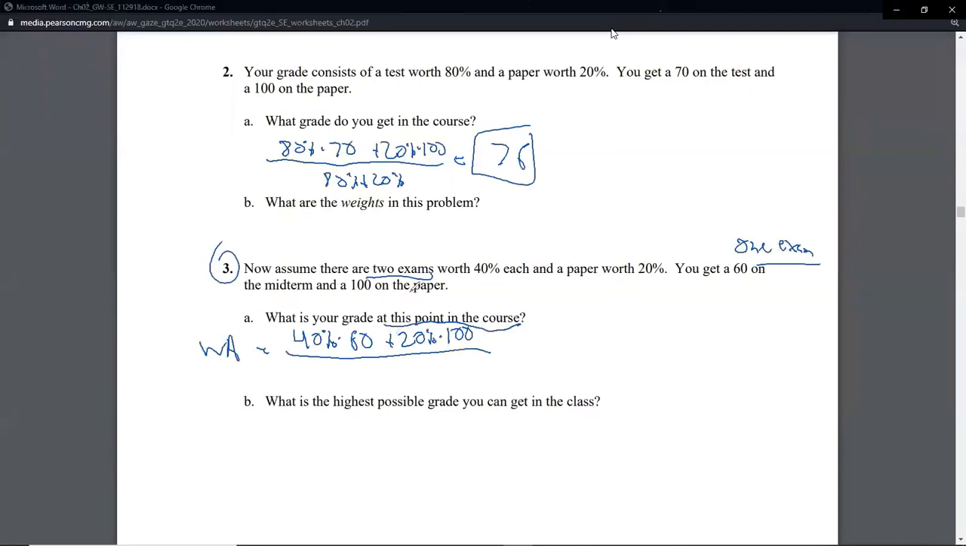Do not add up all percentages, just the ones in this formula. The 40% for the midterm, which we have a grade for, plus the 20% for the paper, which we have a grade for. No grade on the final, don't put it in the weighted average.